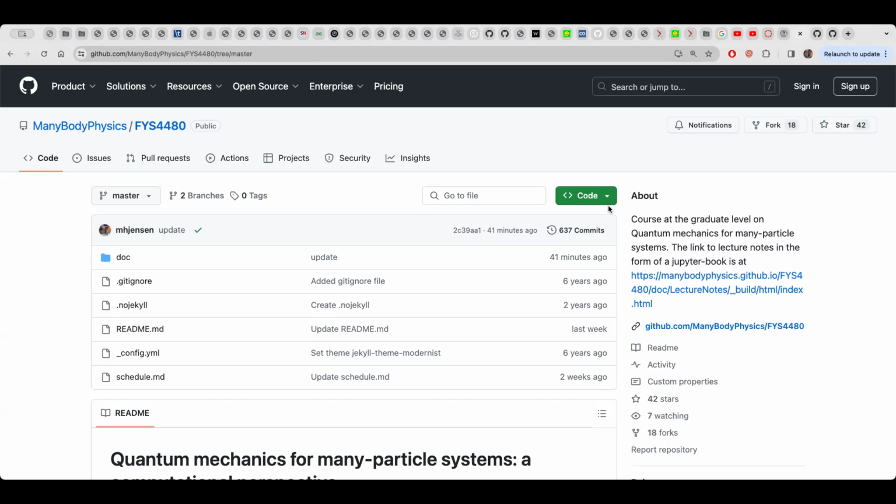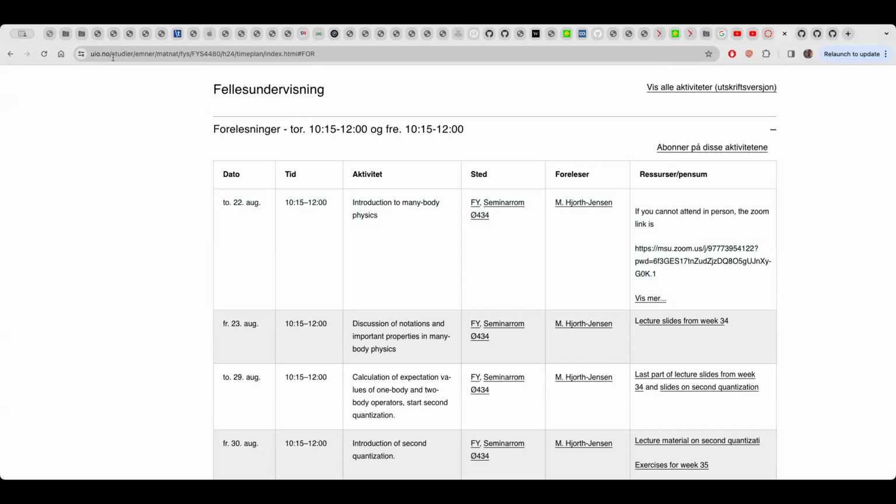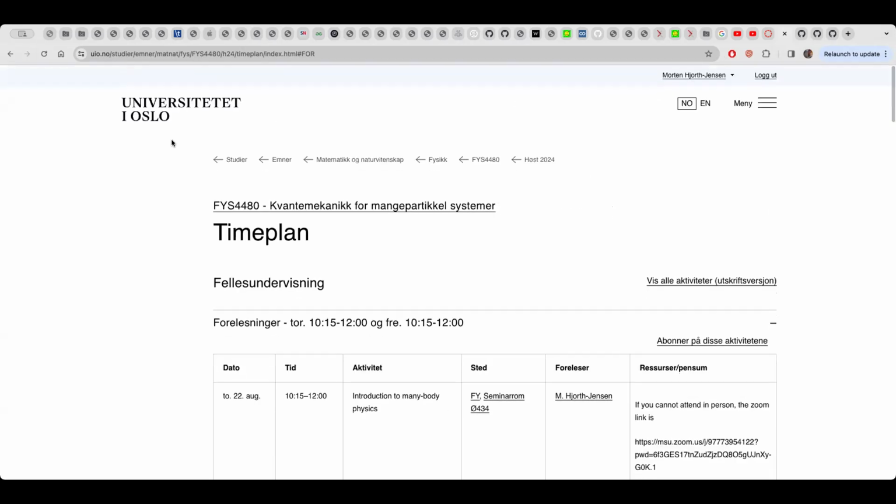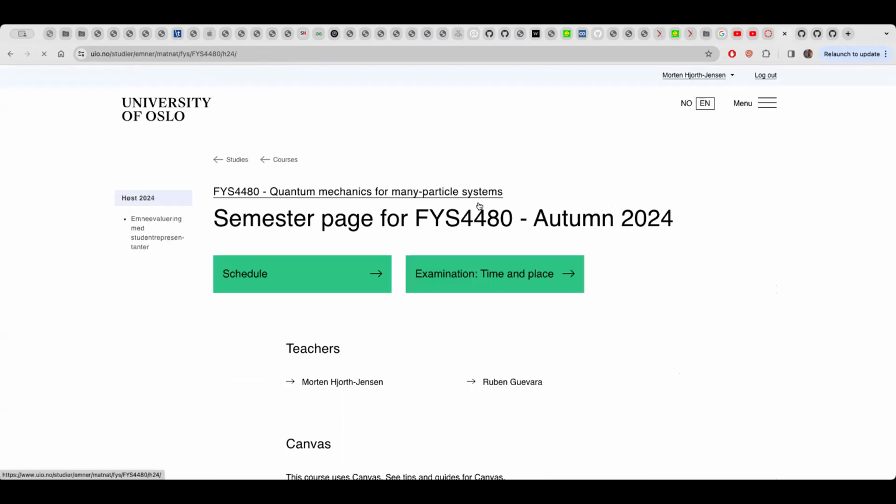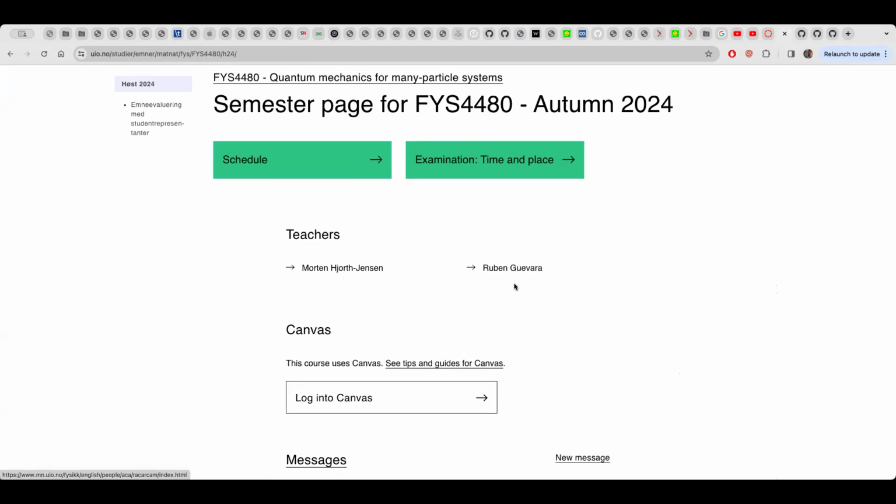And Ruben, who is a PhD in particle physics. Oh, by the way, before I say that, you know that you can subscribe to these activities, so you can get a warning if there are specific changes. Okay. And Ruben is the other teacher here, and he's doing a PhD in particle physics. And he's an expert on quantum field theory.